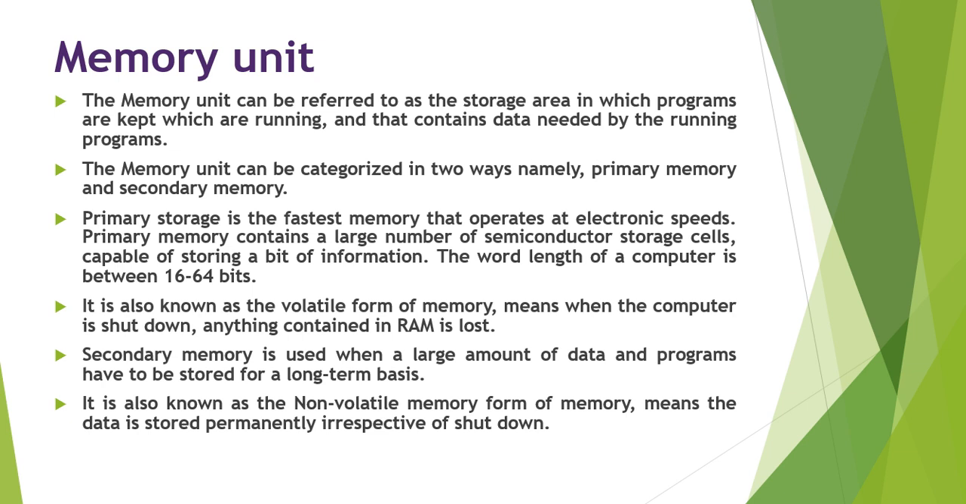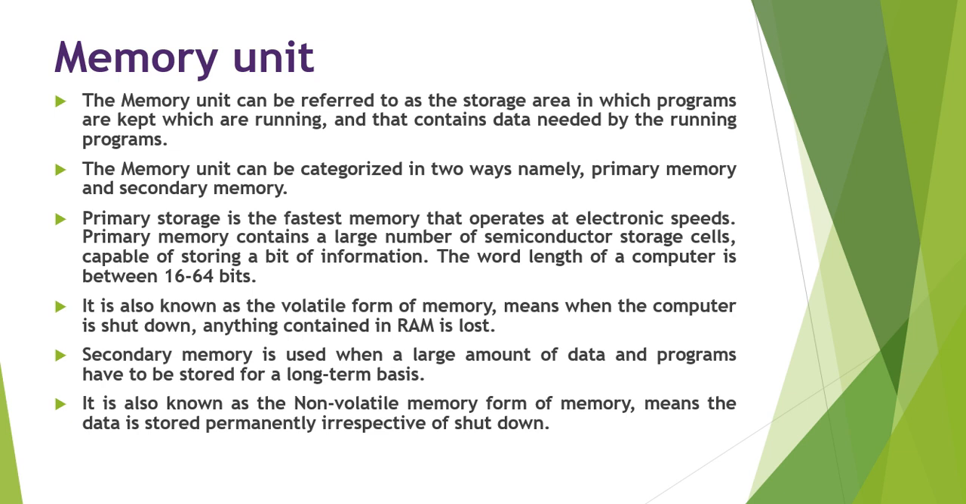Basically, the memory unit is divided into two types. One is primary memory and the second is secondary memory. Primary storage is the fastest memory because it is nearer to the processor, so the access time is less. It contains a large number of storage cells to store information. Here data is stored bit-wise. Normally the word length of the computer is between 16 to 64 bits. It means what we want to store in memory in binary format is stored in between 16 to 64 bits.